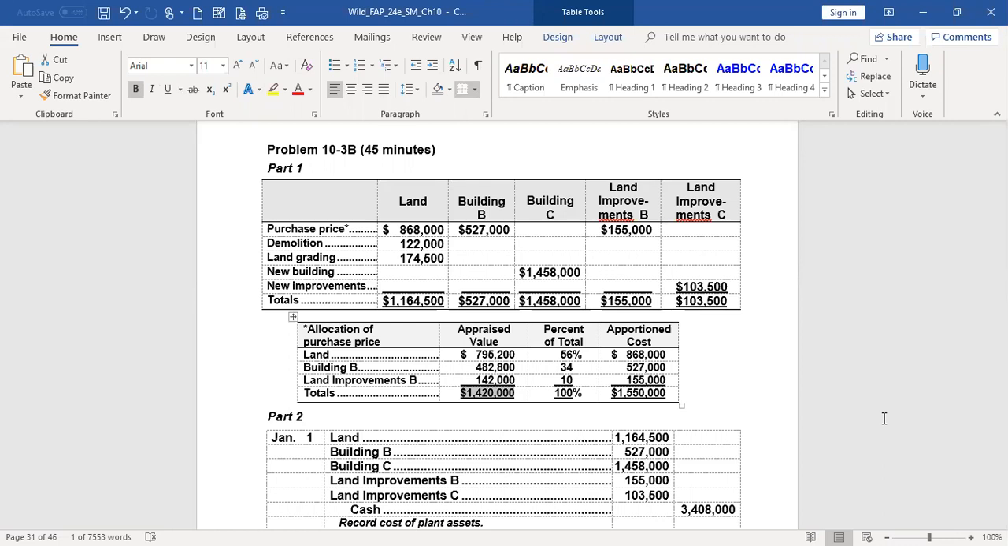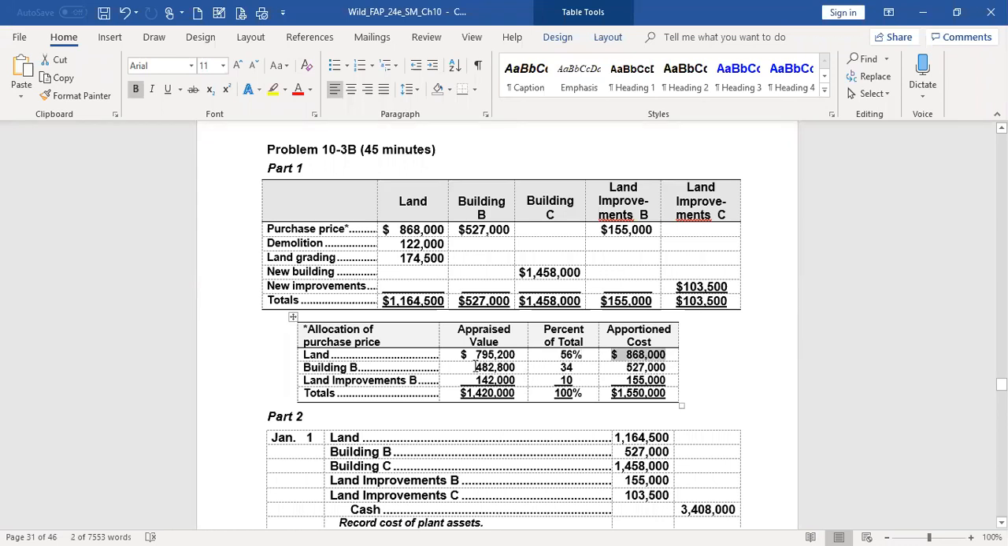Allocate the $1,550,000 you paid to each asset based on the percent each asset is of the total fair value of all three assets. So $795,200 divided by $1,420,000 is 56%. So 56% of this acquisition is attributed to the land. So 56% of $1,550,000 should be debited to the land account, or $868,000.